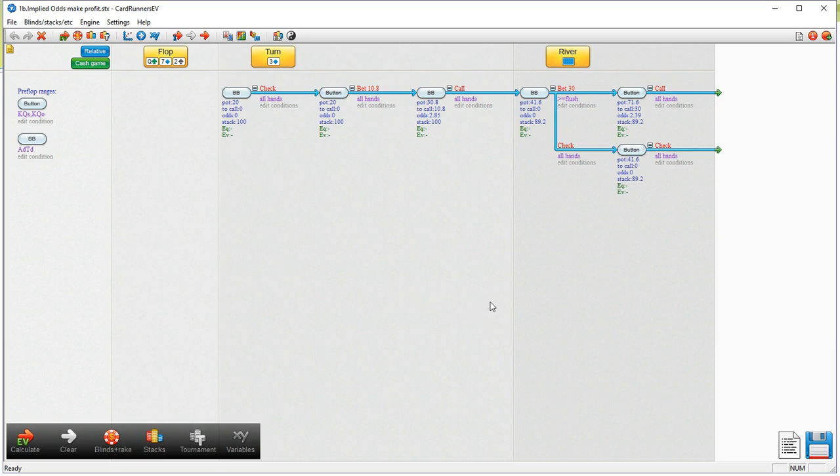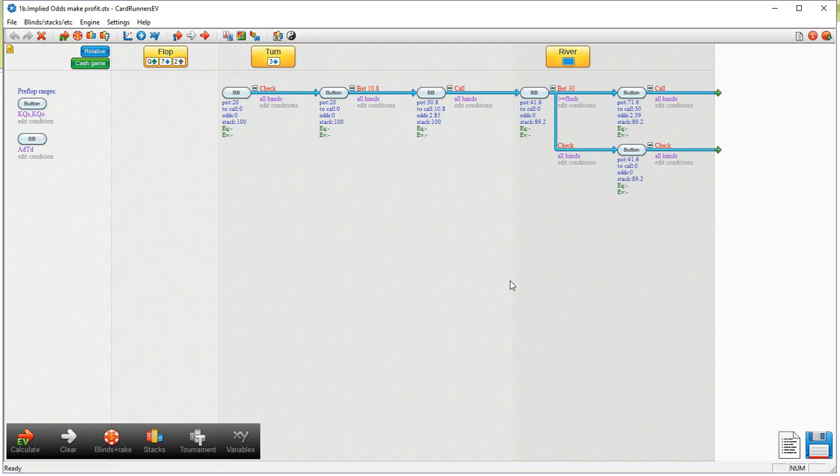Now the basic idea for the river is this. If we make a flush, we are going to bet. We're going to bet 30 into a pot of 41.6, and our opponent is always going to call. Now we know that might not be realistic. Maybe he can occasionally fold some of his range. We're going to assume that he just calls in that case.